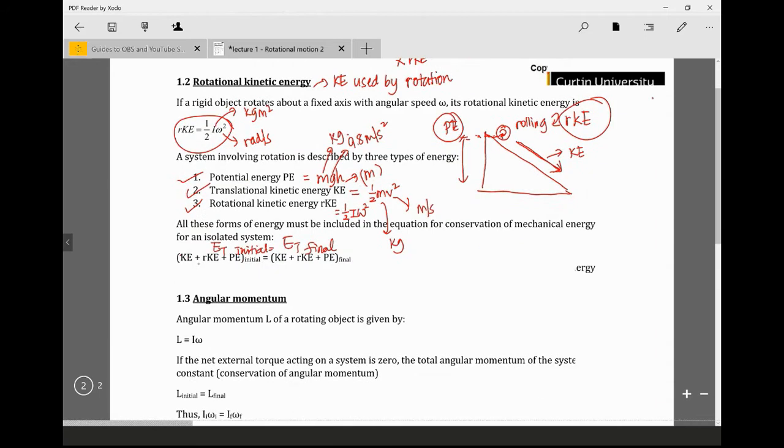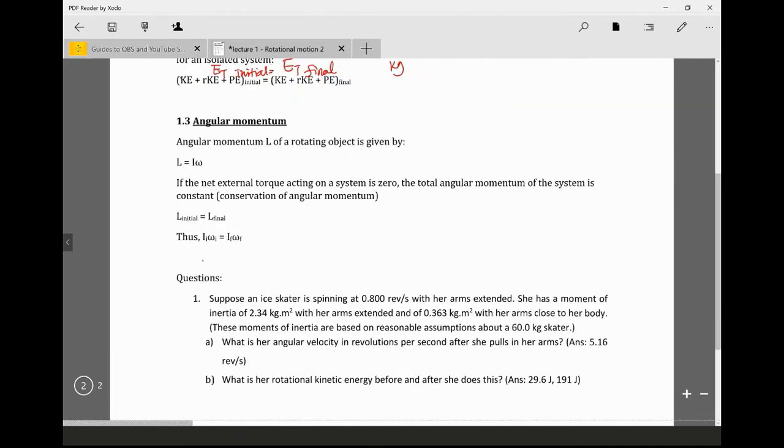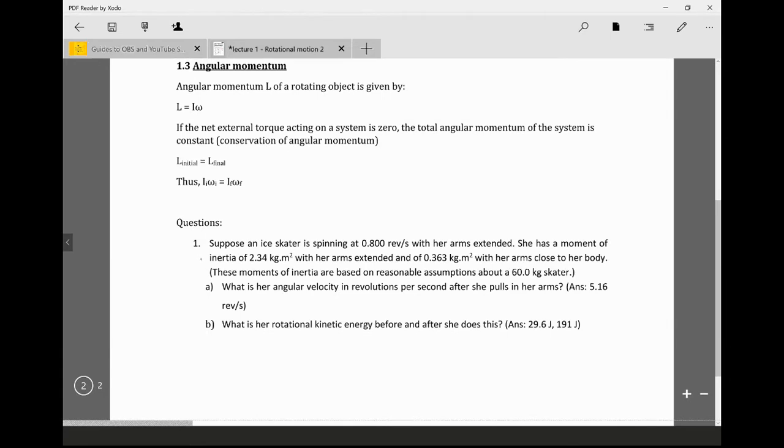Now the last part of the topic is angular momentum. Angular momentum is given by L and is calculated by moment of inertia times angular velocity. According to the conservation of angular momentum, the total initial angular momentum is also equal to the final angular momentum. So that's why we have I omega initial equals to I omega final.